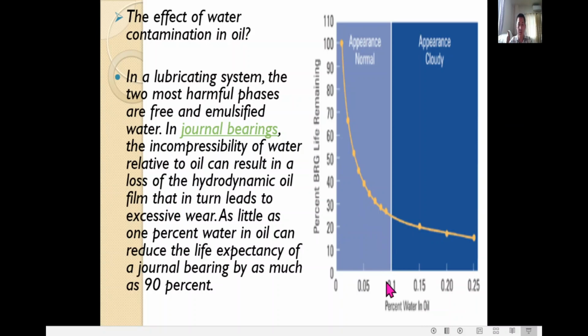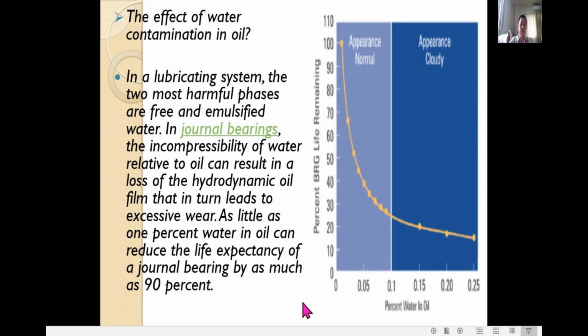So at normal condition, the allowed is 0.1. So at 0.1% of water, your percent bearing life remaining is 30%. But here at 0, you have 100% bearing life remaining. But if you already have 0.05, you have 40% bearing life remaining. So if you have here 0.1, then you have 30% bearing life remaining.